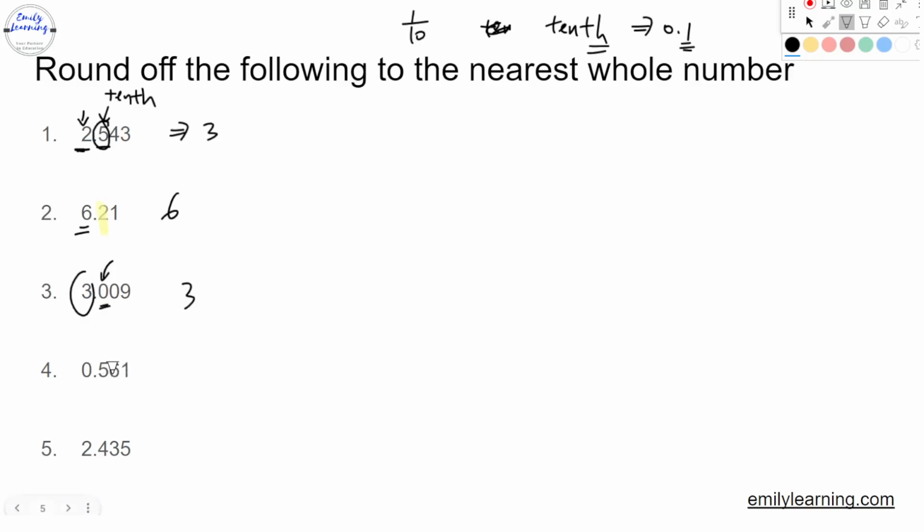0.561. So if I have 0.561, and I want to round off the nearest whole number, I will look at the 10th place. All right, so this 5 here is 5 or more. So I'll round up. That means I'll increase the ones place by 1. So it becomes 1. Next, I want to round off 2.435 to the nearest whole number. So I will check the 10th place to determine whether it is 2 or 3 here. So 4 is lesser than 5, so the ones place remains as it is. So when I round off 2.435 to the nearest whole number, I get 2.